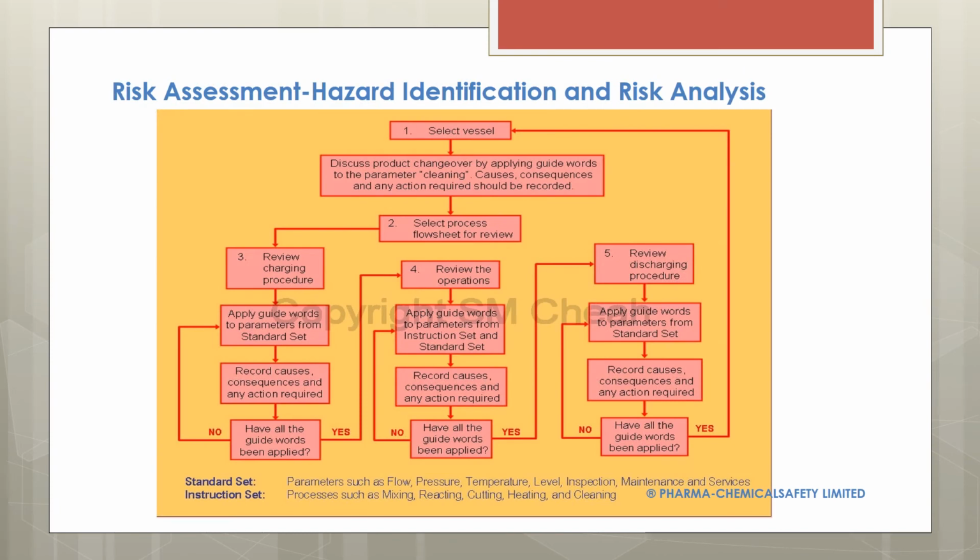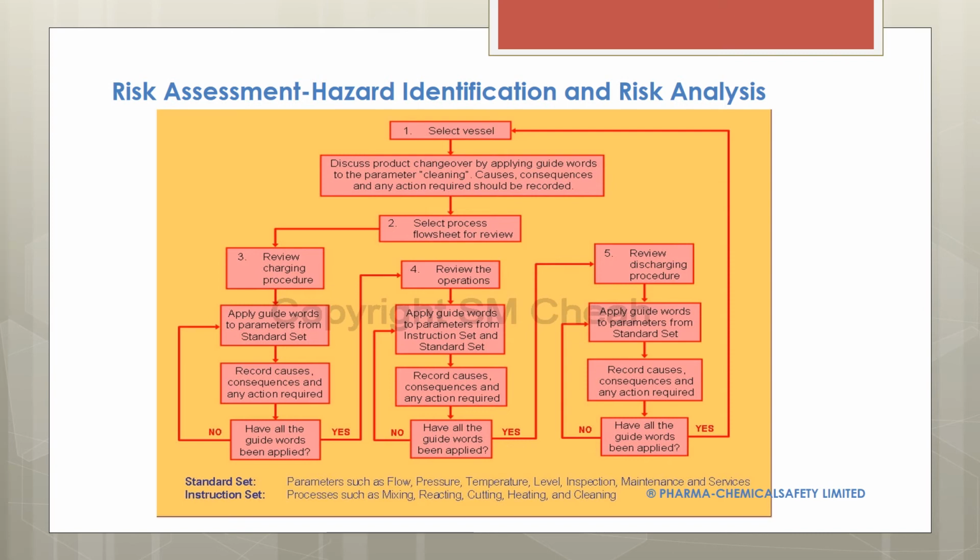This flow diagram is more for the pharmachemical or pharmaceutical industries, so I will give an example. We select the vessel. We discuss the product changeover by applying guide words to the parameter. How are you going to get those guide words? That is the reason it's very important that the person I mentioned before on the slides gets the training, because in that training they tell you what guide words you need to use. And if you buy the software, the software has those words, so you don't need to memorize them, but you need to know how each guide word works and for what specific scenario.